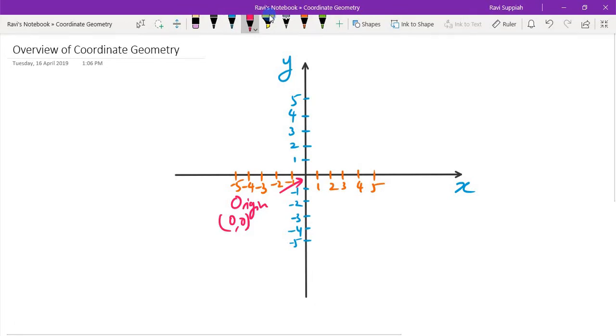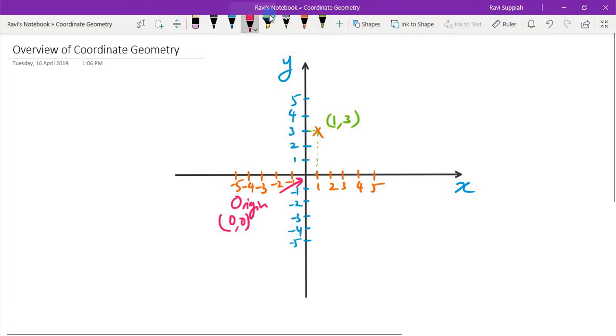Now once you have all these x and y values labeled, any point on this xy plane can be represented as an xy coordinate. For example, if I were to put a point over here and ask you what is the coordinate of this point, what you need to do is to see where it maps to on the x-axis and where it maps to on the y-axis. So the x value is 1 and the y value is 3. So the coordinate of this point here is (1, 3).